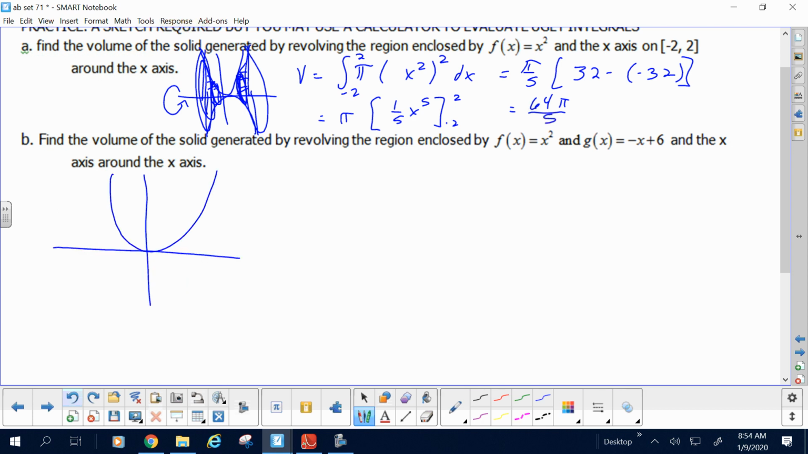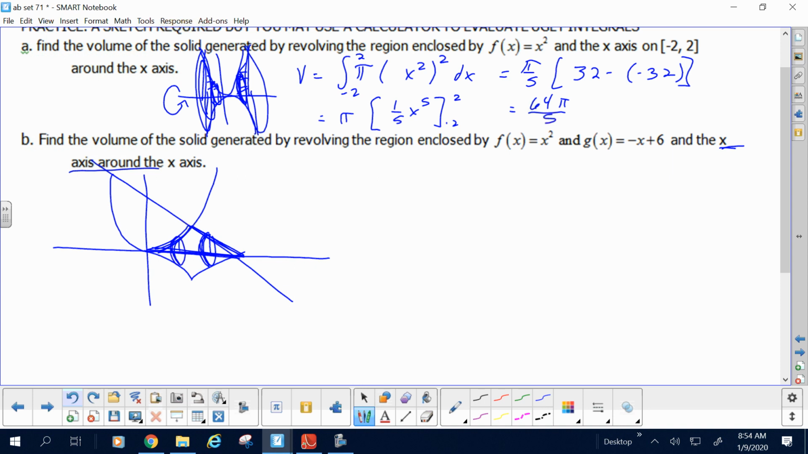Here's the graph, yeah? And here's the line. But what I failed to read is the region between those two, enclosed by those two, and the x-axis. So, where's the region? This is the region. I'm so sorry. That would have been a totally different situation. All right. So, this is the region that we're revolving. If I revolve that region, that's a lot of disks, yeah?